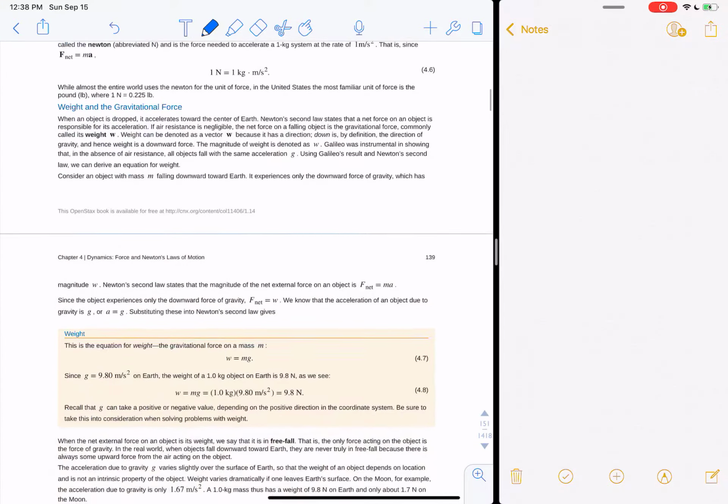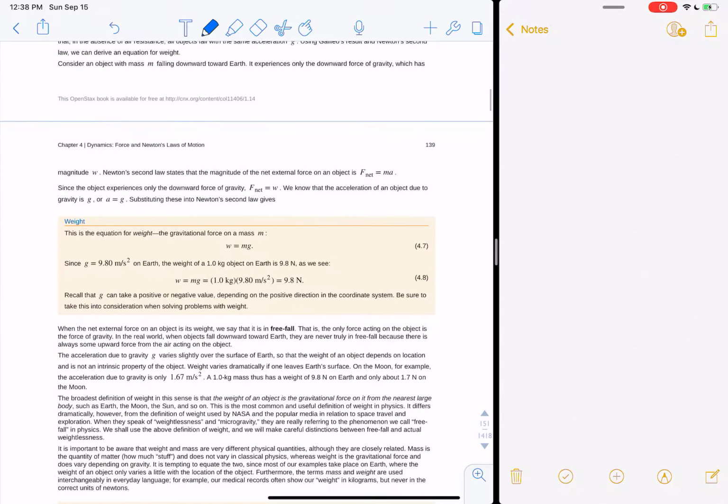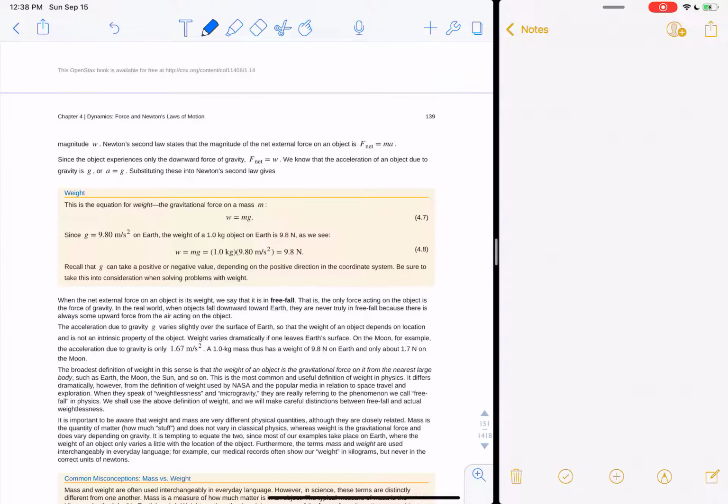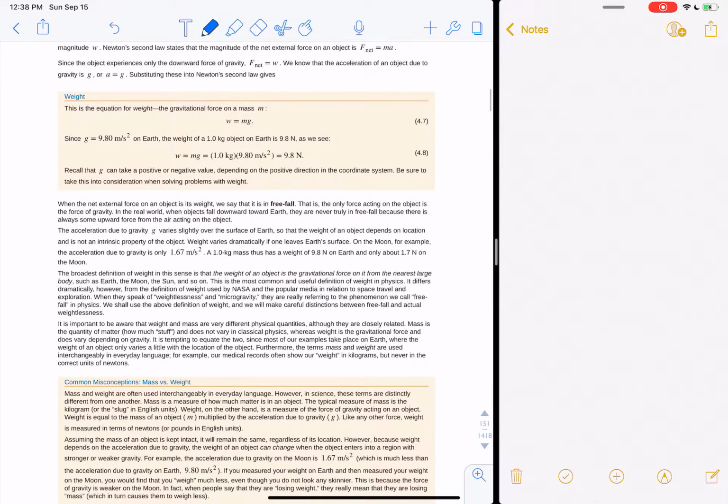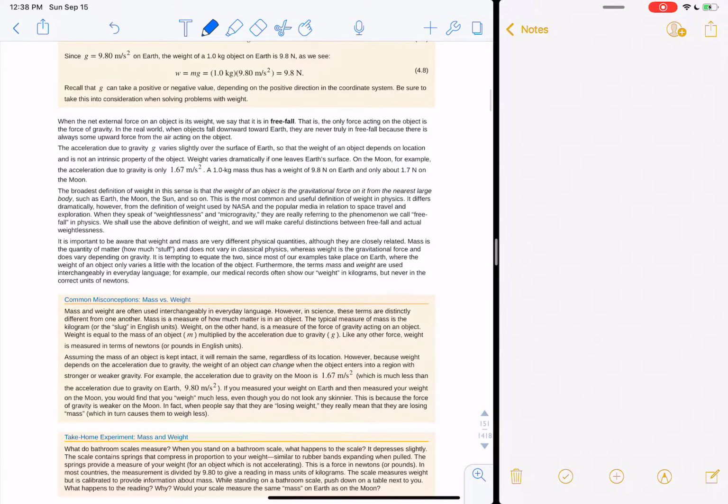Then we've got a new introductory thing here. It's called weight. It's a vector. Weight is just your mass times gravity, 9.8 meters per second squared. So a 1 kilogram object would experience a force of 9.8 newtons on it, which is what causes it to accelerate at 9.8 meters per second squared.